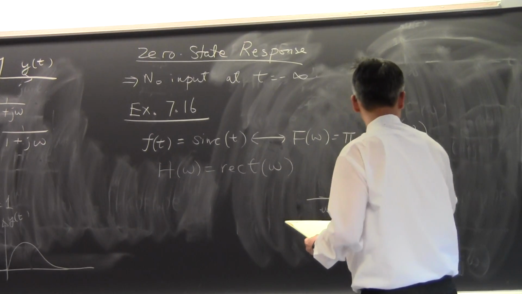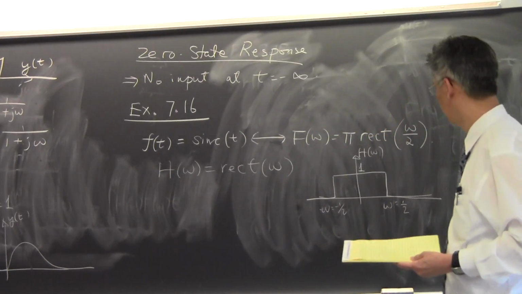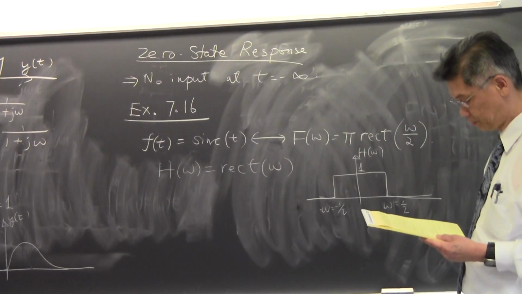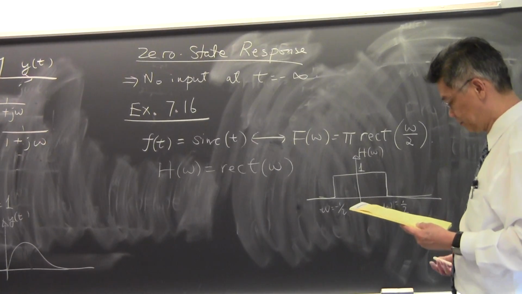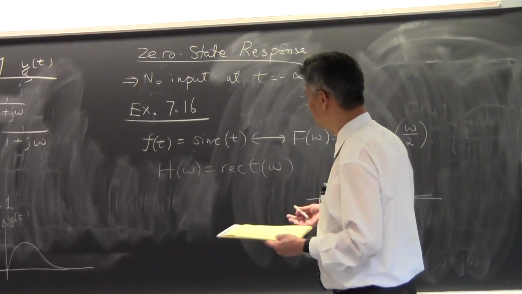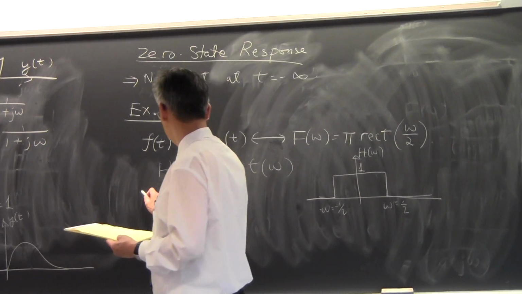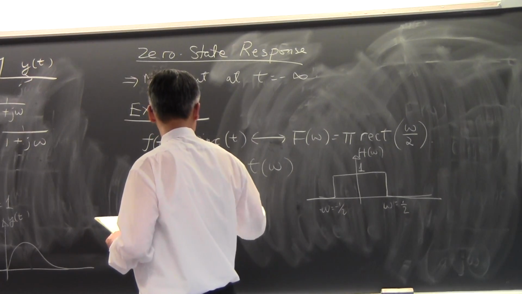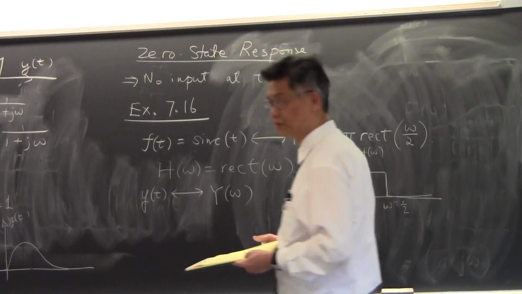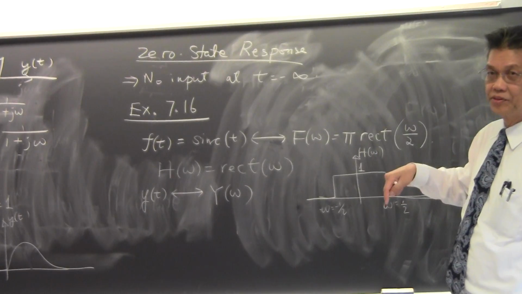Outside it is 0, and inside it is 1. That is what the rect function looks like. Okay, that's how h of omega looks like. And then if you have a linear time invariant system described as such, and you have an output y of t, what is the Fourier transform of the output? It will be f times h.